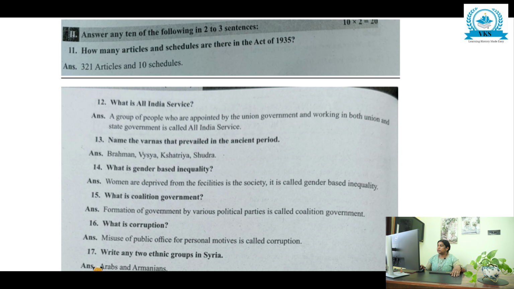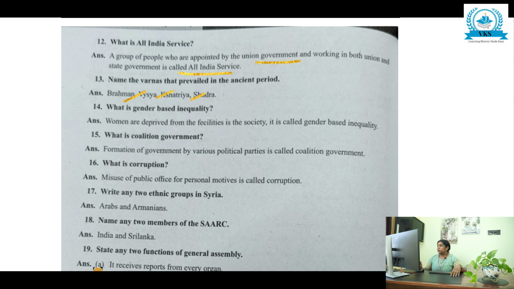How many articles and schedules are there in Act of 1935? 321 articles and 10 schedules. What is All India Services? Again, repeated question. A group of people who are appointed by the union government and working in both union and state government is called as All India Service. Name the Varnas that prevailed in ancient period: Brahmana, Kshatriya, Vaishya and Shudra. What is gender-based inequality? Women deprived from facilities in society is called as gender-based inequality.